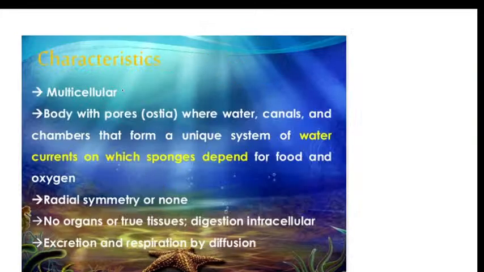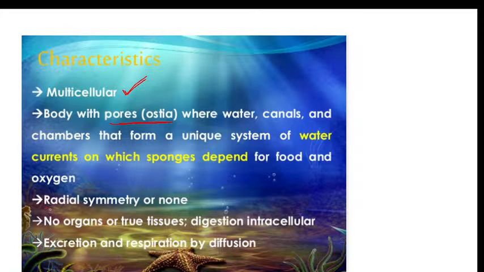Now, other characters are, we said about the multicellular character. That means the body is made up of different types of cells and each cell has different functions, and the body is covered with pores or ostia. Coming to the characteristics, they are multicellular organisms. Then the body is covered with pores. Each pore on the surface of the body of the sponge is called ostia, where water enters into the body of the organism. And they form a unique system of water current on which the sponges depend for food and oxygen. That I'll tell you in the next slide.